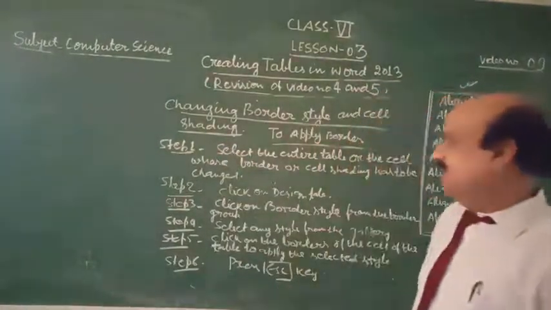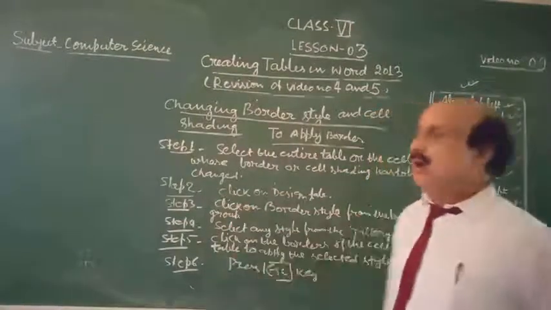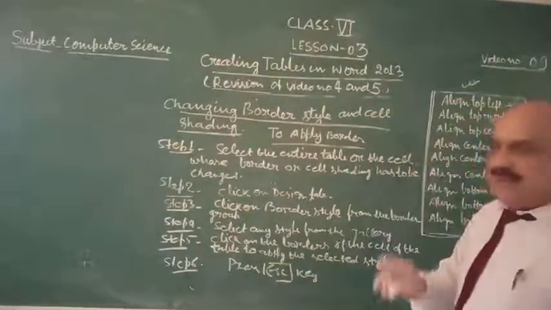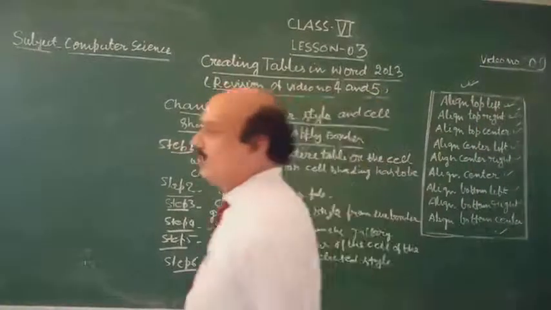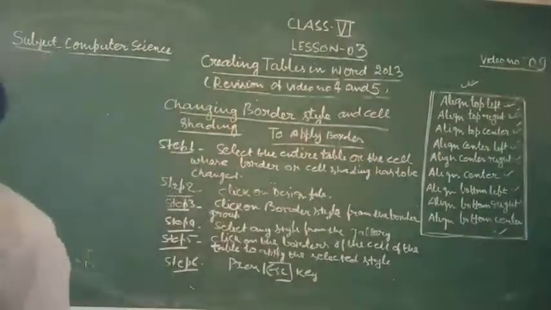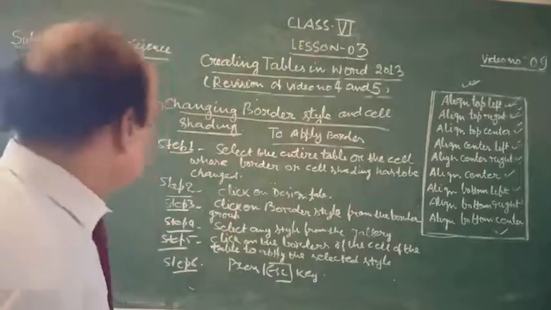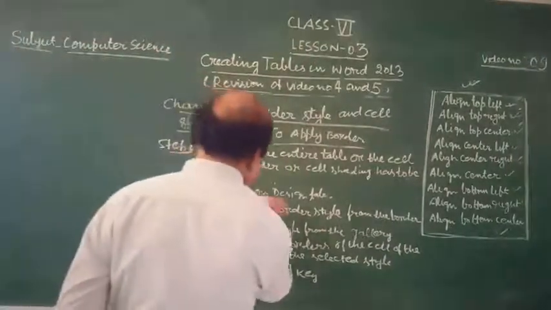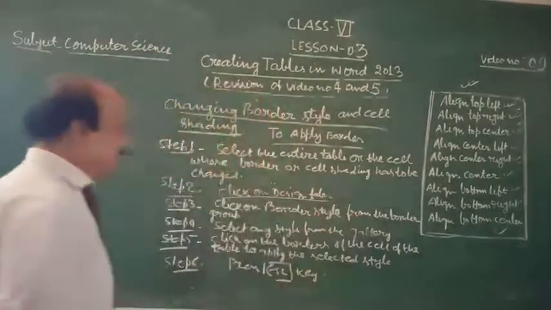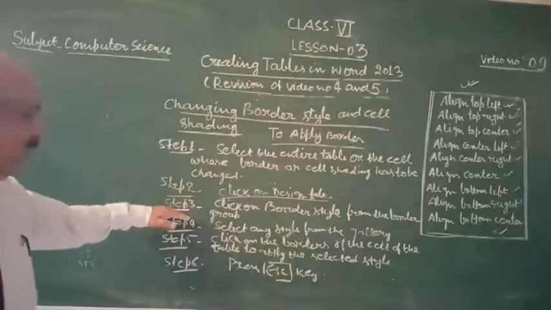After that, step 2. Click on the Design tab. A box will appear on the screen, and in that you will find the Design tab. You will put the cursor on the Design tab and click on it. So you have selected the Design tab. Now in step 3 you will find the next option.